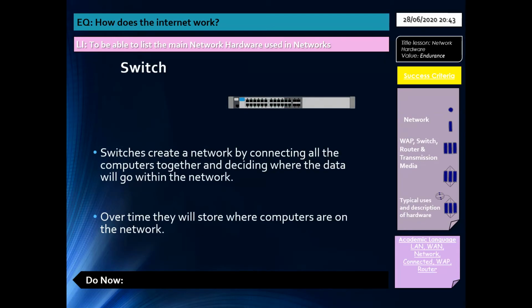A switch. Switches create a network by connecting all the computers together and deciding where the data will go within the network. Again, a very similar piece of technology to a router. However, a switch cannot send data to a wide area network. Only routers are able to send data to a WAN or the internet. Switches can only send data within a local area network. Switches these days are very clever. Over time, they will store where computers are on the network, and they will figure out the best route to send data packets. They learn routes, like learning the fastest routes on a road.